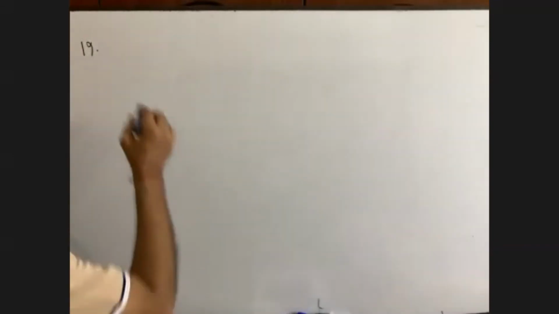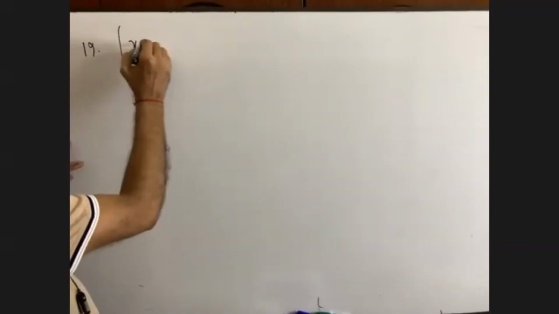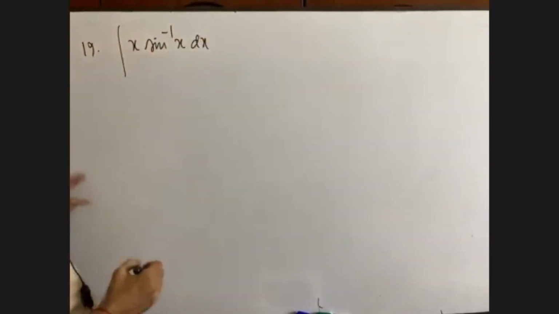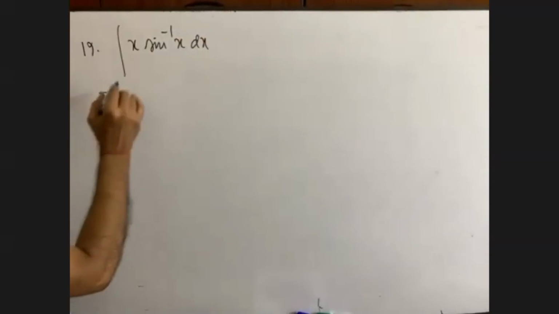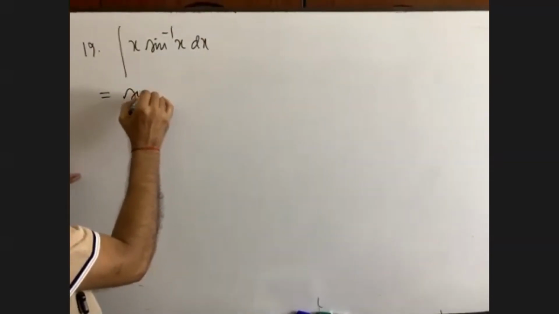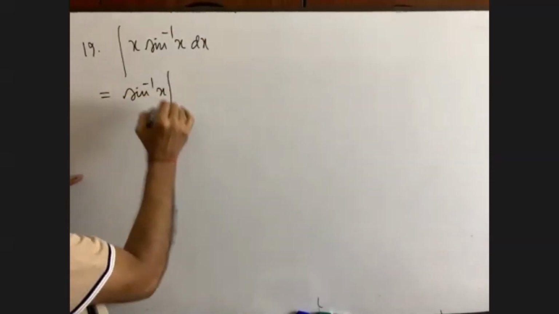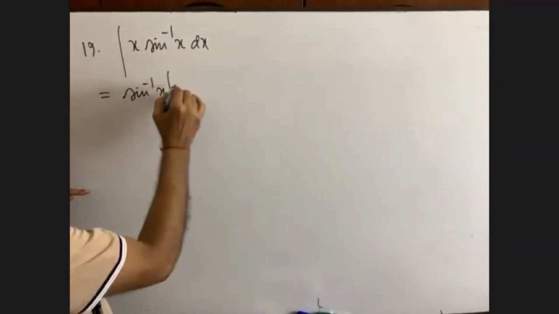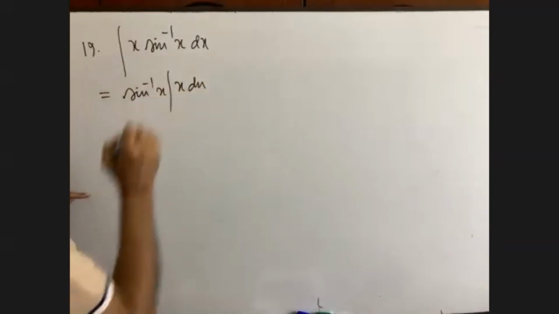Now going to question number 19. X sin inverse x dx. You see x sin inverse x dx. What will you do? Talk to me. I told you to let sin inverse x always as u. So it is x dx.